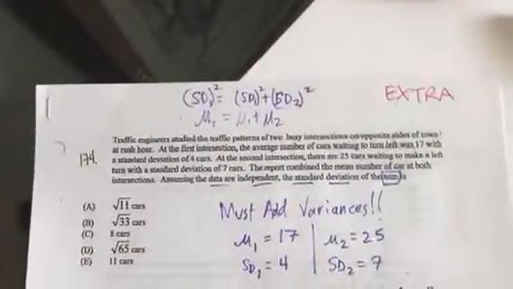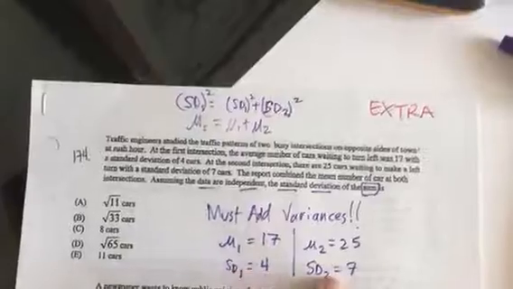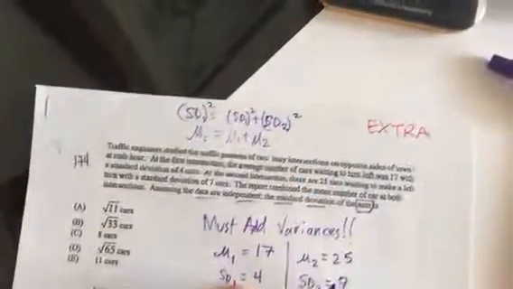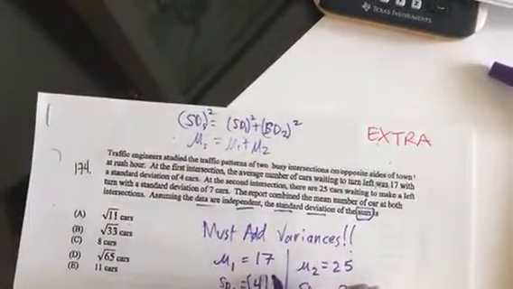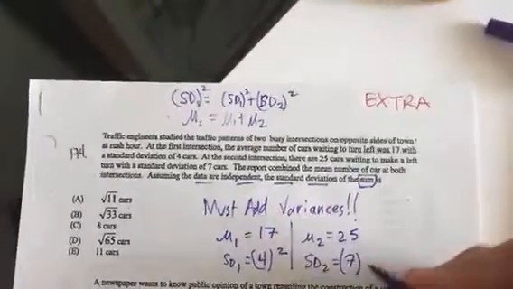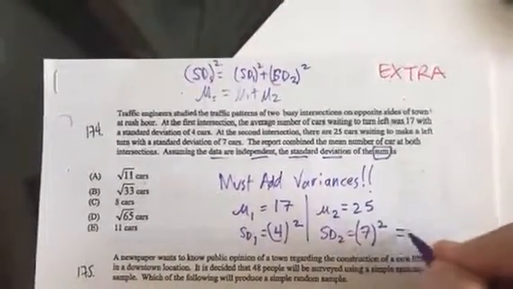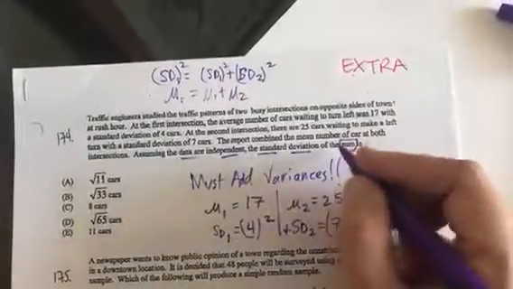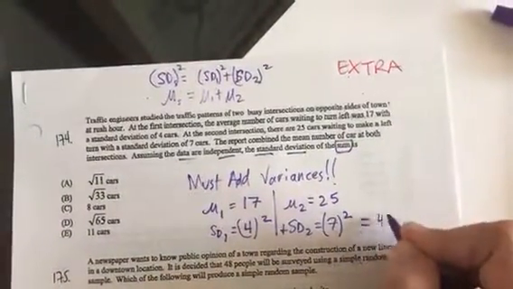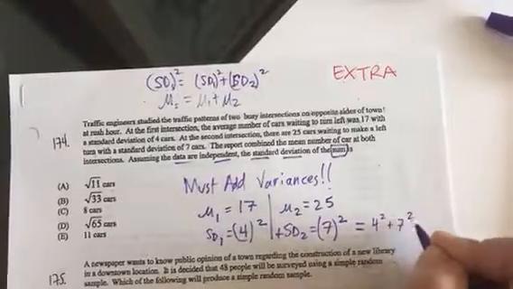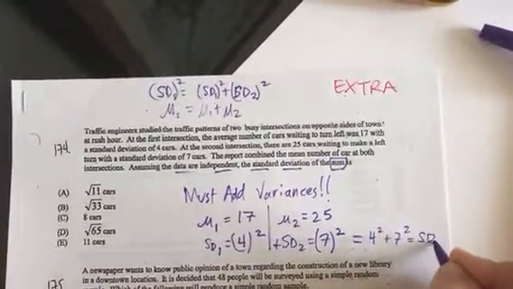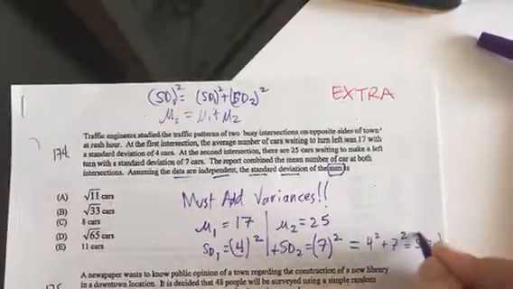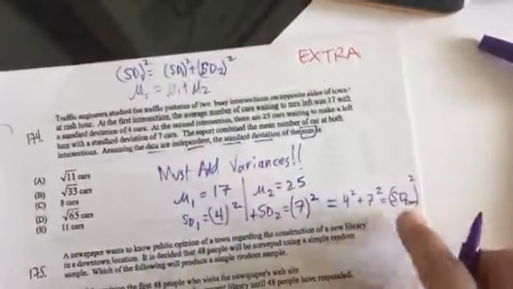Well, the word variance just means standard deviation squared. So I can add variances, so therefore I'm just going to turn these numbers into variances. So the standard deviation of 1 is 4, and the standard deviation of 2 is 7. And if I add these variances together, I will get the variance of the sum. So 4 squared plus 7 squared should equal the standard deviation of my sum squared, which is my variance technically.